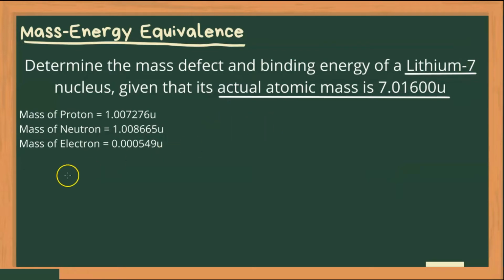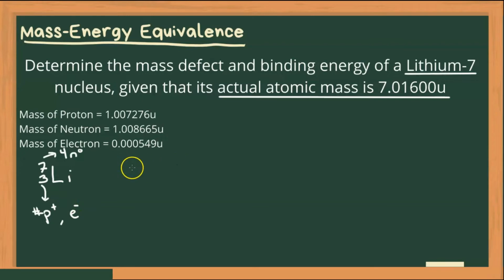So let's write down lithium-7. So lithium-7, and it has an atomic number of 3. So the 3 tells us the number of protons. The 7 tells us the number of nucleons, meaning the total number of neutrons and protons. Since we have 3 protons, we have 4 neutrons. And for a neutral atom, which is what we're working with, the 3 also tells us the number of electrons as well. So that means we have 3 protons, 3 electrons, and 4 neutrons.